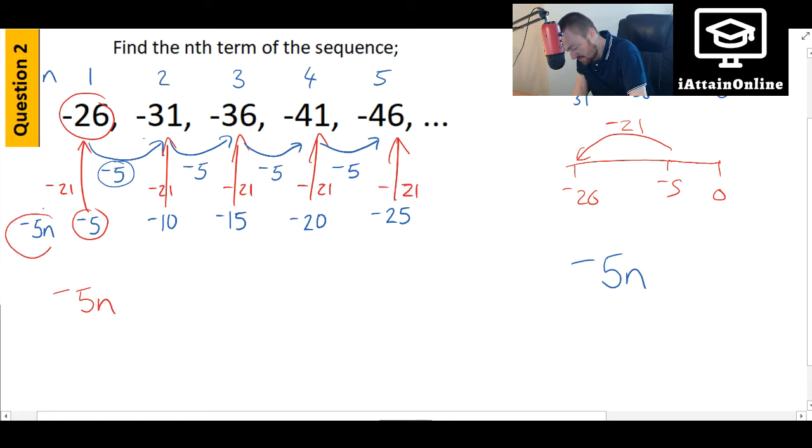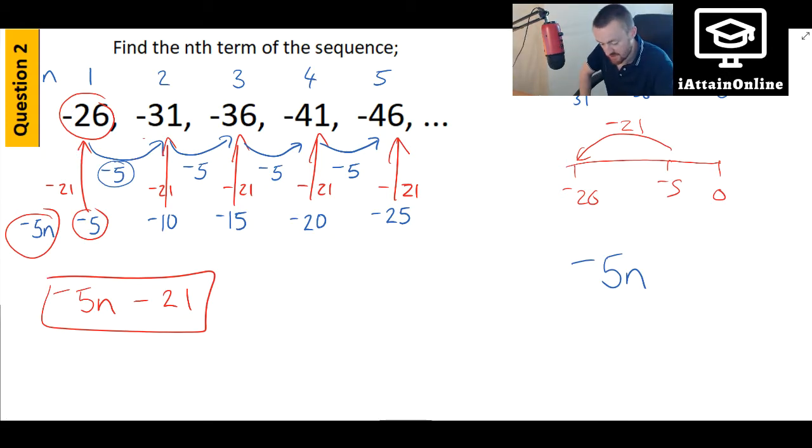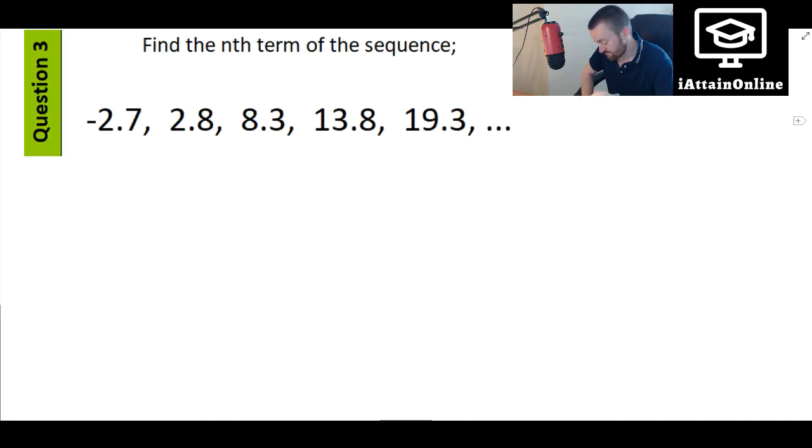So my sequence then just becomes negative 5n and then that negative 21. That there is your answer. Okay, that's question 2. 2 more examples.